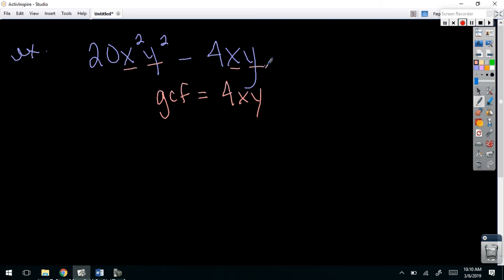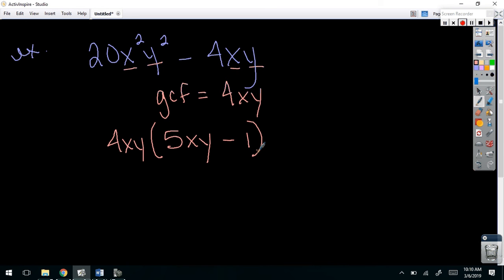So put that on the outside, right? What's left? Look at the numbers in front first. 5, xy, that's right. And 1. You took an xy out. So it's just minus 1.